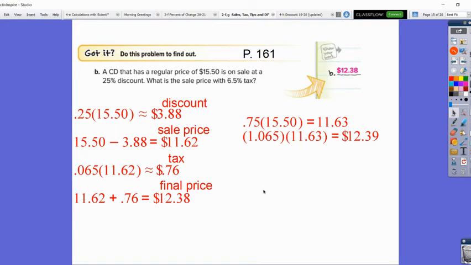Okay, and again, you could use the proportion if you wanted to. Set up the proportion for this first one. 25 over 100 equals X over 15.50, and you'll get $3.88. And on the bottom one, 6.5 over 100 equals X over 11.62, and you'll get the 76-cent tax.